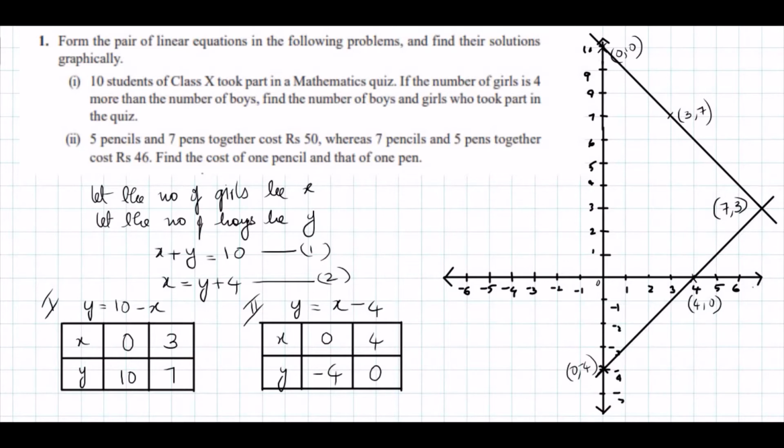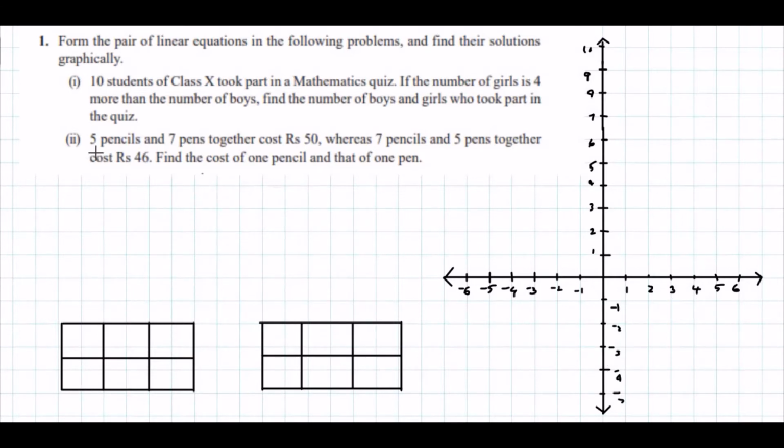That is, the x value is 7 and the y value 3 is the solution for this pair of linear equations in two variables. If you give x as 7 and y as 3, you get 7 plus 3 equal to 10, and 3 plus 4 equal to 7. So this is the only solution for this pair of linear equations in two variables. That is, we have got intersecting lines for the graphical representation. So intersecting lines means it has a unique solution.